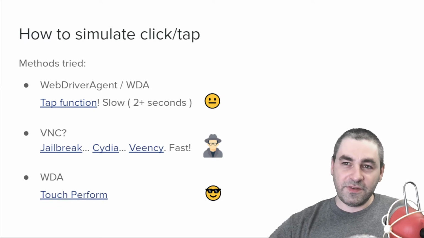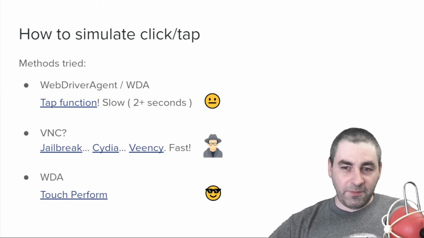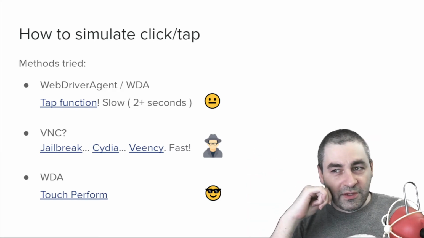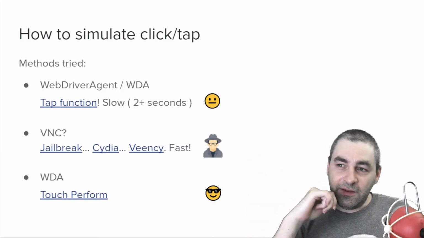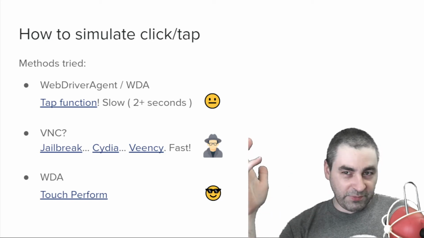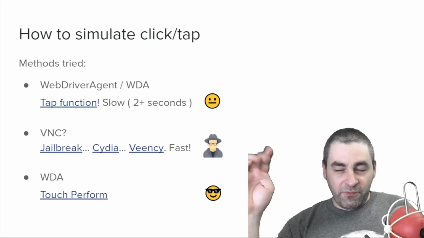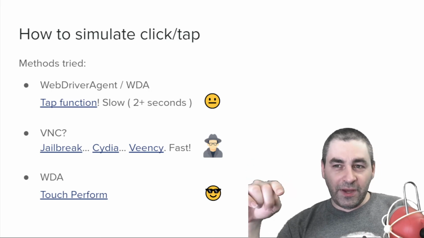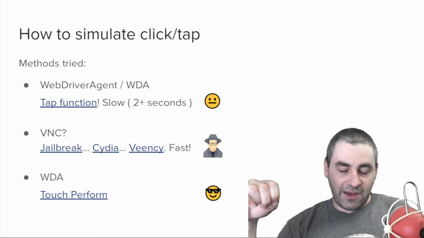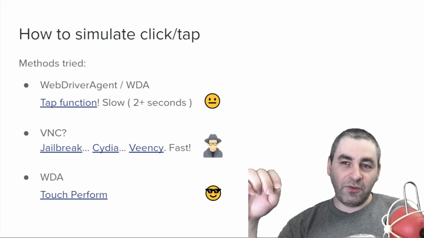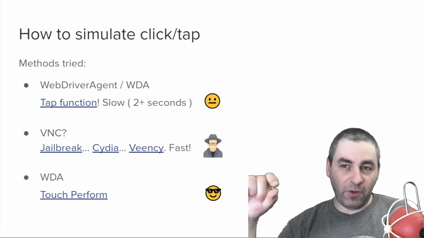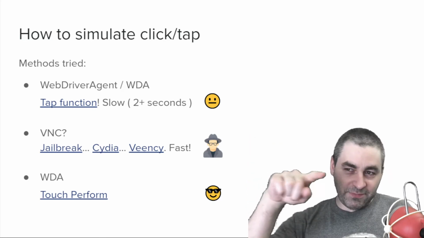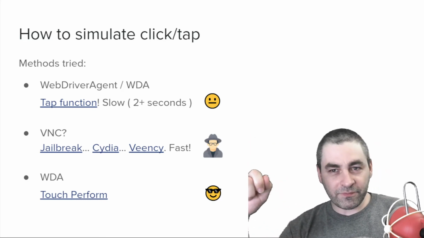So the next question is, how do you actually simulate clicks and swipes on the phone? The initial thing I tried, and it worked somewhat, was simply to use WebDriver Agent. WebDriver provides the ability to tap on something on screen, but the way it's set up in most cases is that the tap function expects you to pass an ID of the specific element on screen to tap on. It doesn't let you tap by a specific coordinate on the screen.